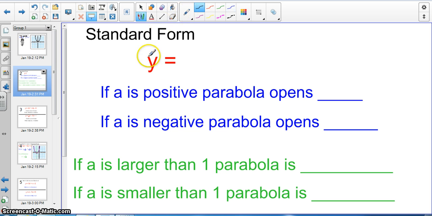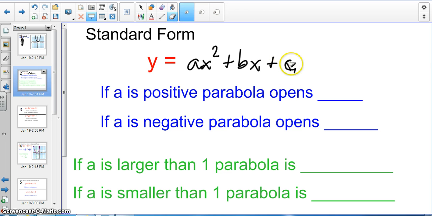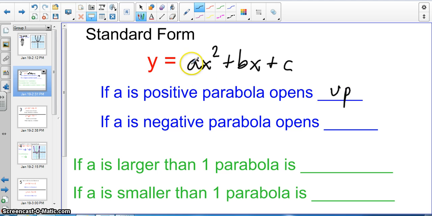Now there's 3 forms for quadratics. The first form that we'll go over today is called standard form. And it looks like this. Y equals ax squared plus bx plus c. We can relate a lot of this back to when we were graphing absolute values. Okay? If a is positive, then our parabola will open up. If a is negative, our parabola will open down.